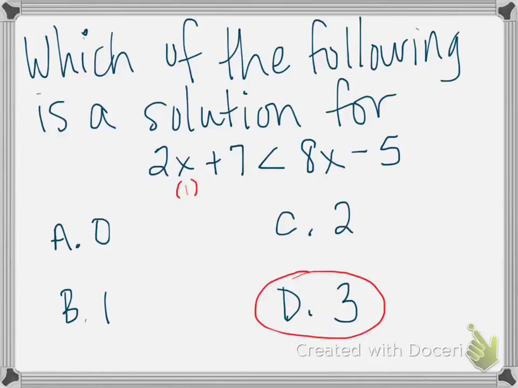And finally, you can try, well, not finally, you can try it with 2. 2 times 2 is 4, plus 7 is 11. 8 times 2 is 16 minus 5 is 11. 11 is not less than 11, so that doesn't work, leaving us with 3, which you should go ahead and check it. Oops. 2 times 3 is 6, plus 7 is 13. 8 times 3 is 24, minus 5 is 19. 13 is in fact less than 19.